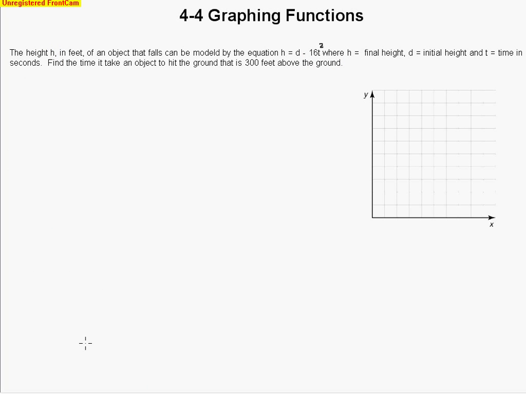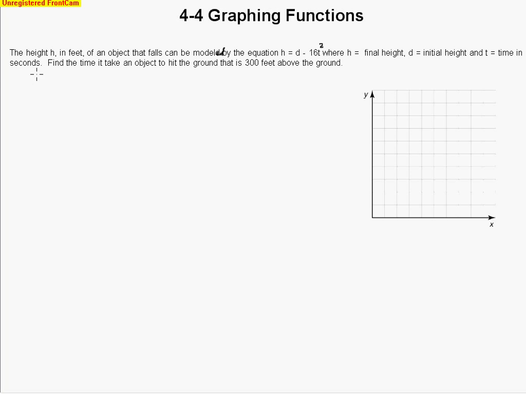And this is one in which we are trying to graph a situation where we end up using a squared function. And so it says the height h in feet of an object that falls can be modeled, and spelled a little wrong there, but it's okay. And then by the equation h equals d minus 16t squared, where h is the final height, and d equals the initial height, and t equals time in seconds.